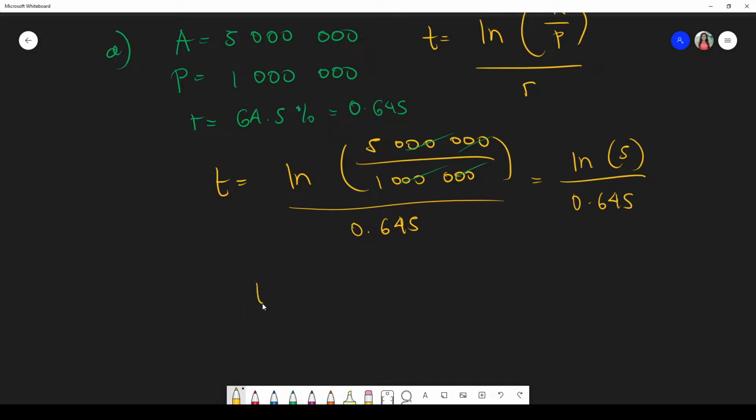Now, plugging this into our scientific calculators will give us a time of 2.50 years as our time of growth, given these values A, P, and R. And that is how we use the formula of our variables in our exponential growth model.